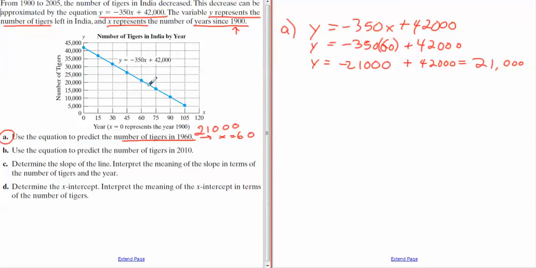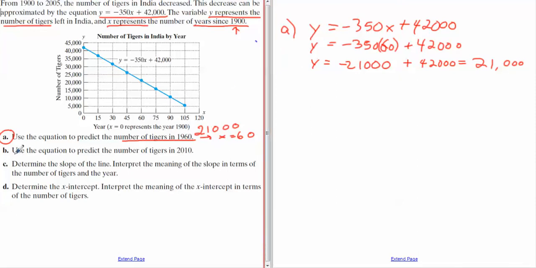And you know what? That was pretty darn close to our guess. We guessed it was about 21,000, but it might have been something funky like 21,010, because it depends on what comes out of the calculation of our linear equation. We can get very precise with this information. All right, so there's our first question.